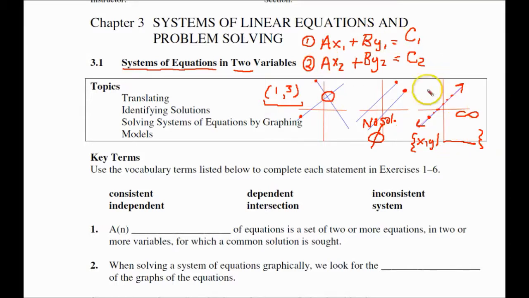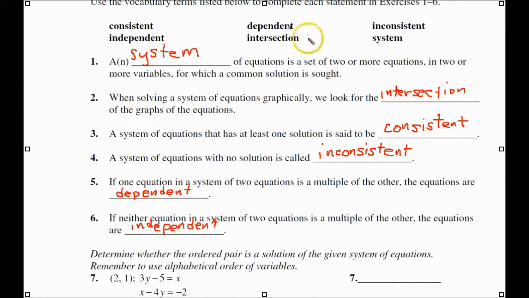Okay, so that's a little background of what is going on in section 3.1. So we've done the lesson. Now let's take a look at the vocabulary. I'll pause it and then we'll see what you get. Now we had covered these words through examples, but now the vocabulary.